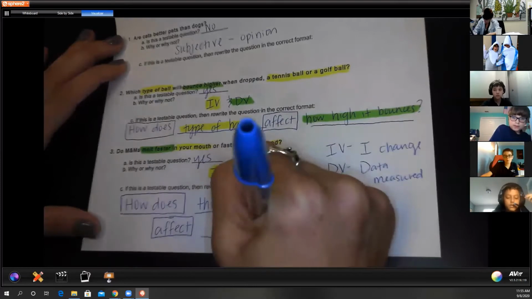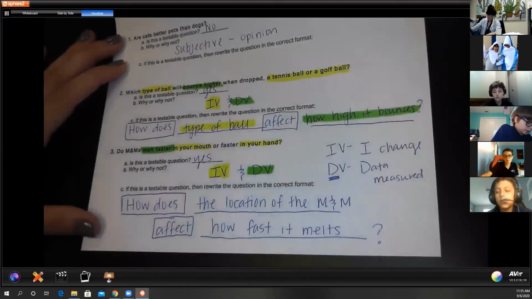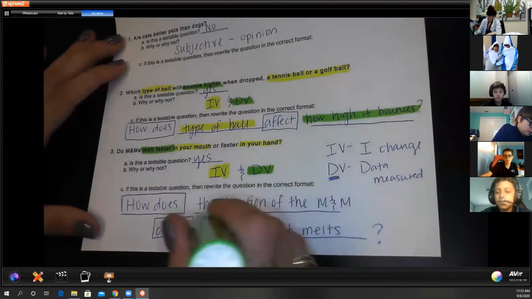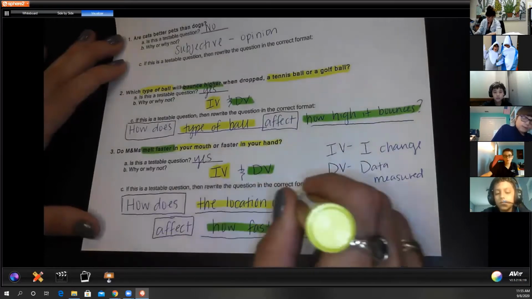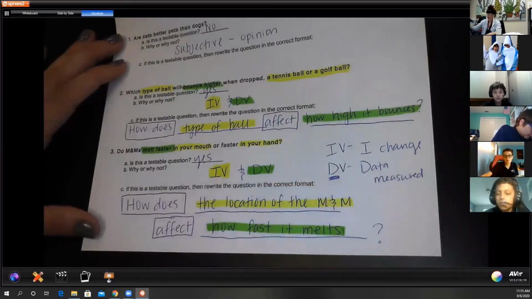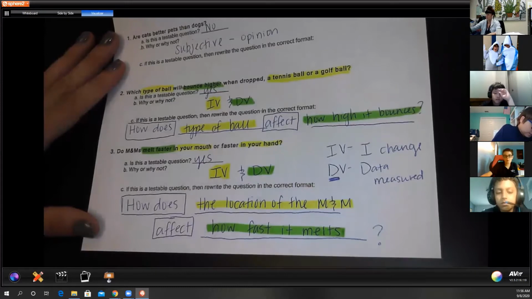This is my kind of experiment. So how does the location of the M&M, that's what I'm changing, whether it's my mouth or my hand, affect how fast it melts? If this isn't what you have, then it should be changed on your paper. If I walk around and it's not changed, then I'm going to take points off. Well, you get credit for this.